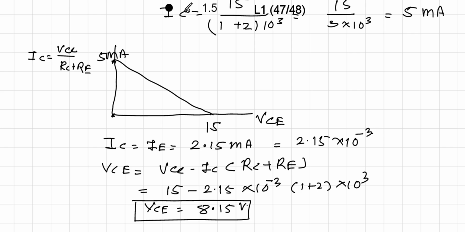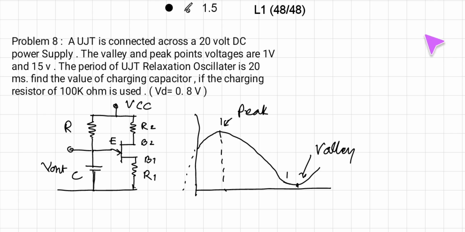So therefore the operating point Q is at 8.15 volt, and the corresponding current is 2.15 milliampere. So this way we can find out the Q point also. So this is all about this problem.